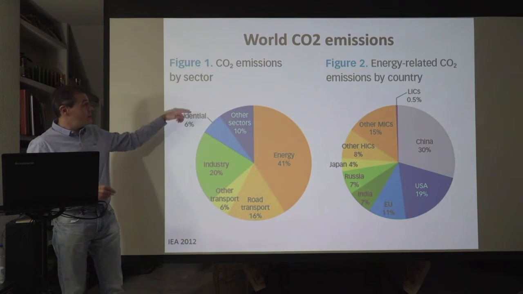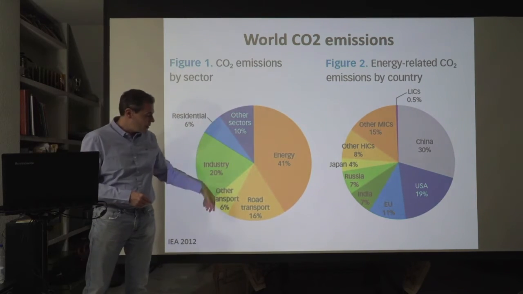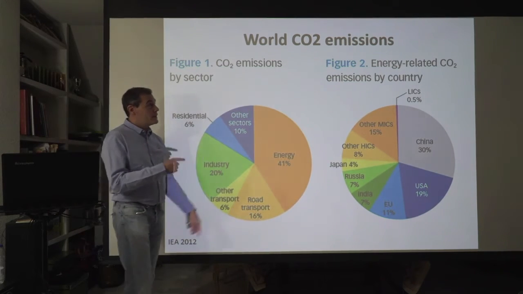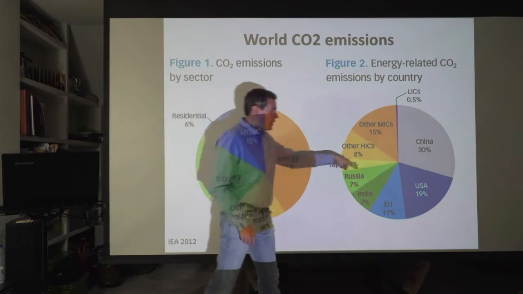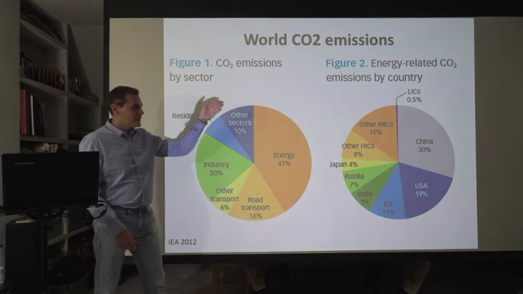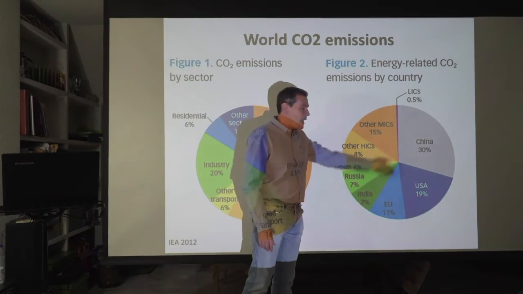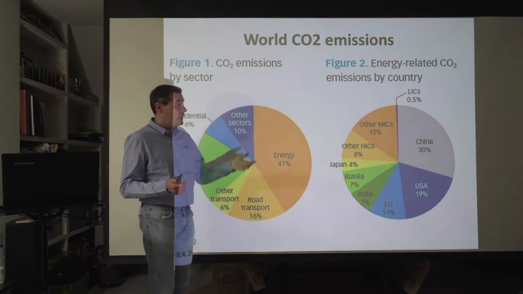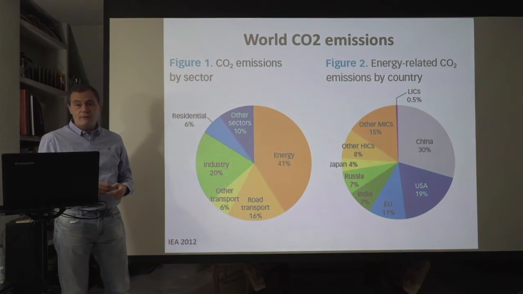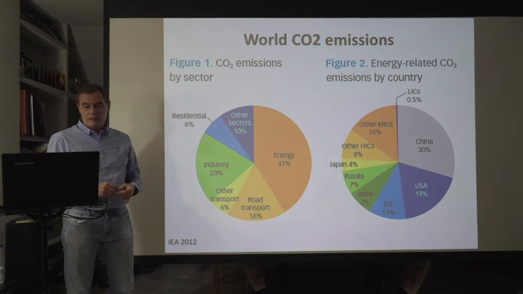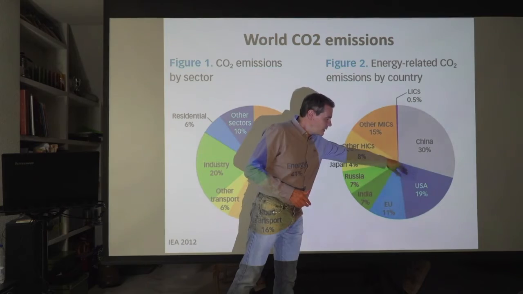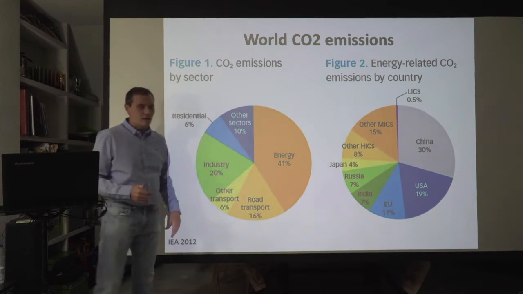Here we have greenhouse emissions by sectors. We have industry, transport, residential buildings, so this is pretty much the same. And this is the greenhouse emissions by countries. So again, we have China and the United States. These two countries consume almost half the energy of the world, and they are responsible for almost half of the greenhouse gas emissions. So we have to reduce this percentage.